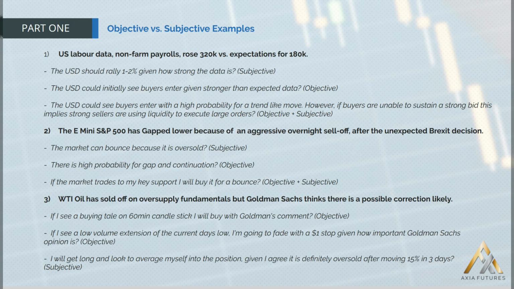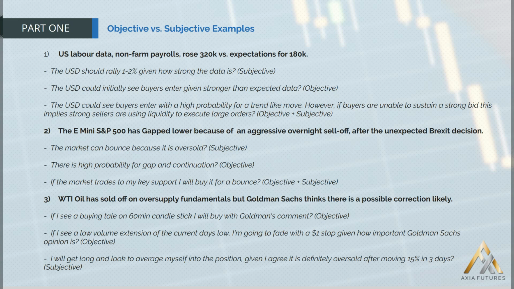Our next example. The US dollar could initially see buyers enter given stronger than expected data. Now this is a far more objective statement. Why? Because as we can see, the US dollar should see buyers. In other words, we are basing our statement on fact. We know if we get a much stronger US non-farm payrolls, factually we should see buyers. Okay, we might not, but factually we should see. That means we are remaining objective.